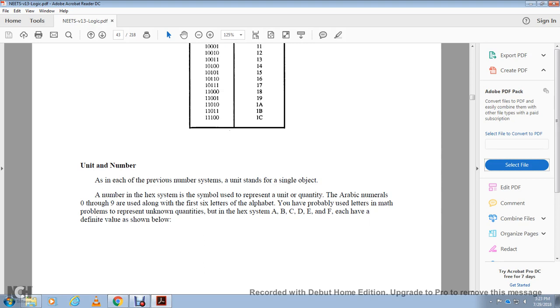Each unit is in each previous number. The unit stands for a single object of the number. The hex system has symbols that represent the unit quantities. It uses the Arabic numbers 0 through 9 along with the first 6 letters of the alphabet. You probably used letters in math problems to represent unknown quantities. But in a hex system, A, B, C, D, E, and F each have a definite value, as shown below.